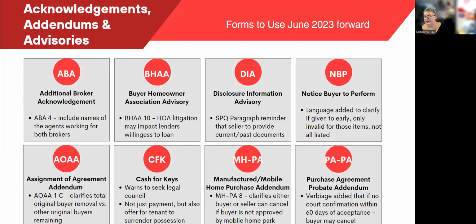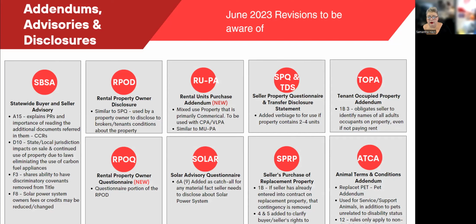And we have a few more addendums, advisories, and disclosures that have been updated, as well as 2 new forms that are rental specific. So the statewide has had a few additions to it. I believe it's staying 16 pages. I'll double check. This is going to explain preliminary title reports and the importance of reading them, including those fun CC&Rs and all the other little blue links that are inside those PDFs that people forget to open up.